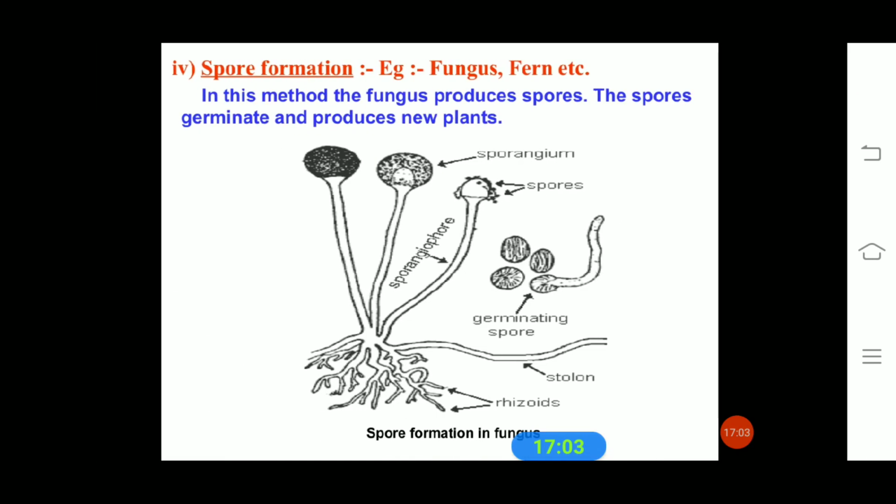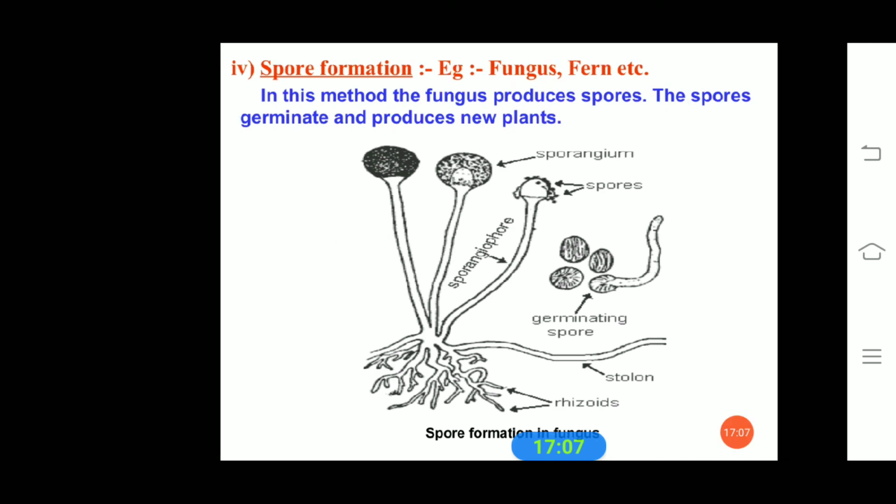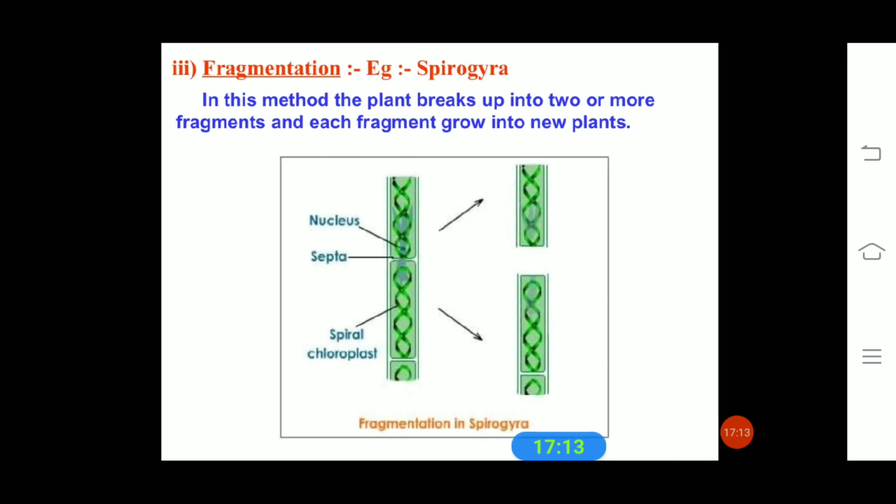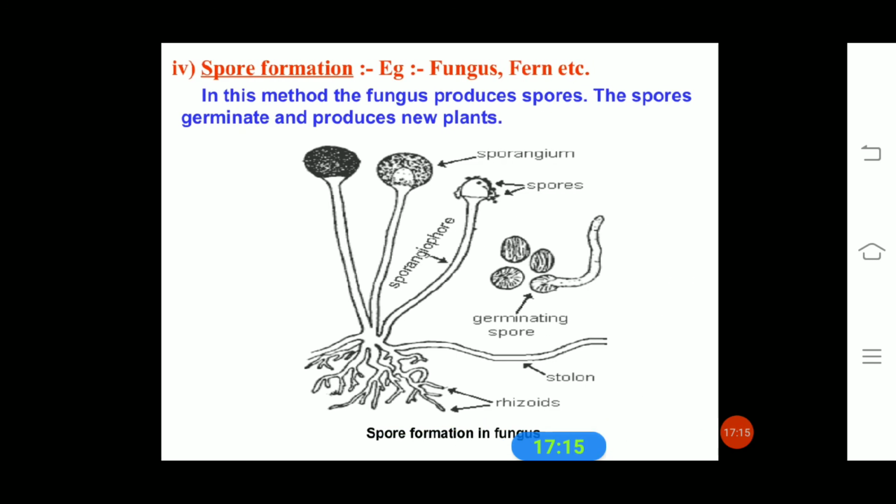So this is about the types of asexual reproduction. What are those? Vegetative propagation, budding, fragmentation, and another one is spore formation. These are the different modes of asexual reproduction.